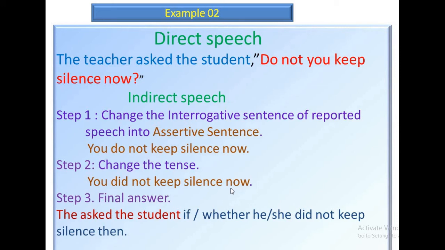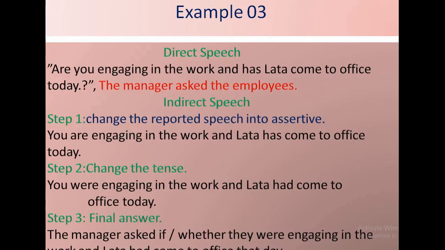Some words are changed into other words. Now is changed to then. About how some words are changed from direct speech to indirect speech, I have told in the background video or the part number 1 video. In the part number 1 video, I have told, watch that video.